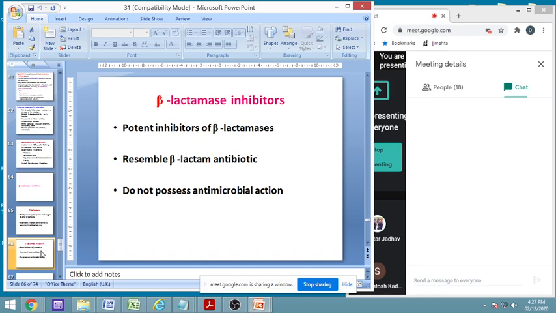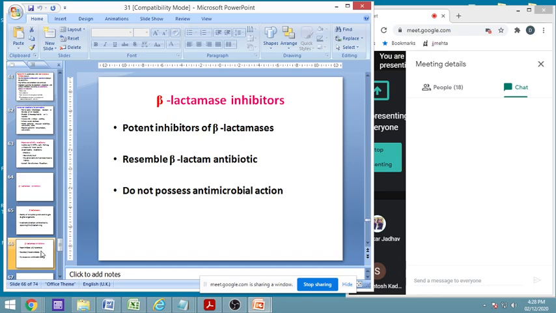So what will they do? They are potent inhibitors of the beta-lactamases. They resemble beta-lactam antibiotics. They will be preferred over beta-lactam antibiotics, so they will get metabolized. They do not possess any antimicrobial action. If you remember, I am giving the example of L-dopa and carbidopa. Similar case it is. Carbidopa is not therapeutically active. It prevents the metabolism of dopamine.